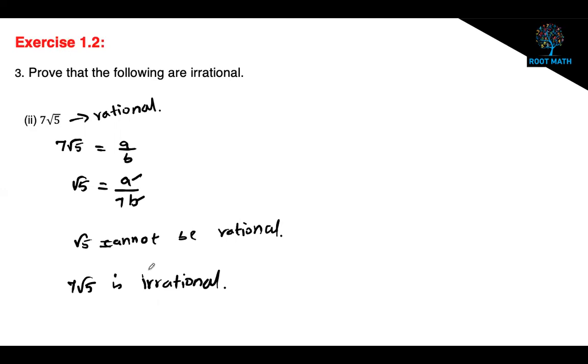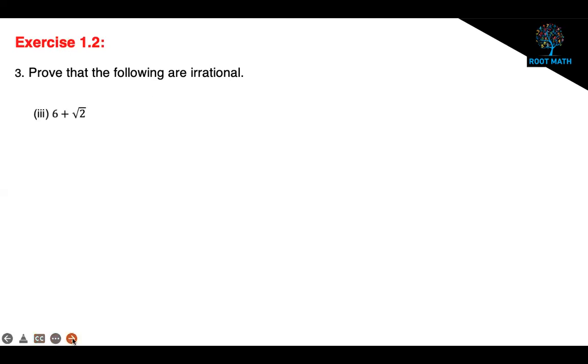So when you are presenting these types of answers, all the required statements are important, like: assume that 7 root 5 is rational, where 7 root 5 equals a by b, where a, b are integers, co-prime, and b not equal to 0. These statements are very important. Don't skip any of the lines.